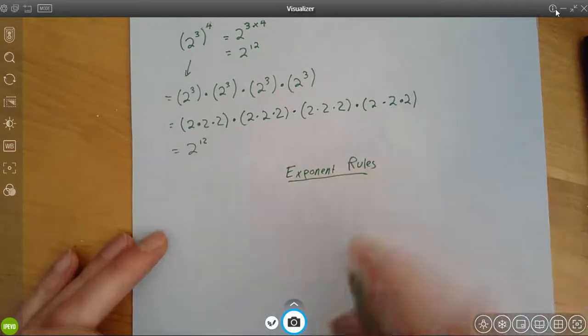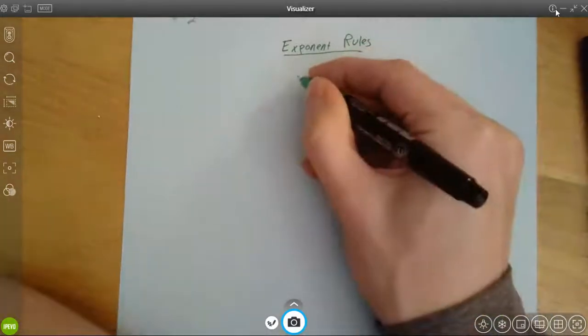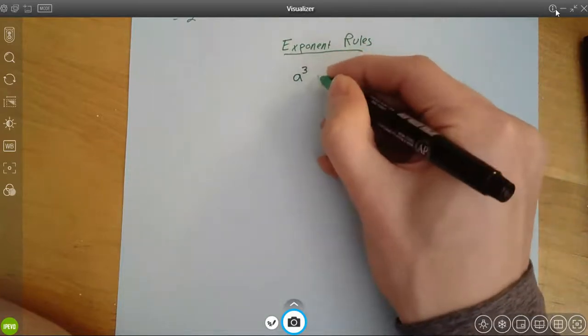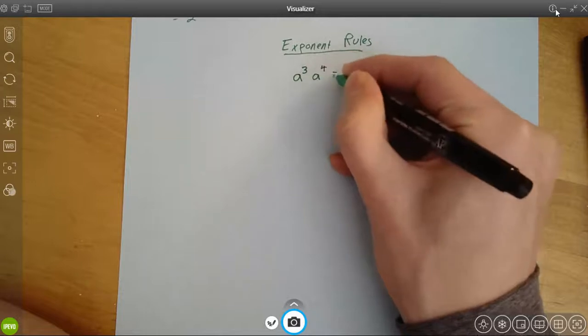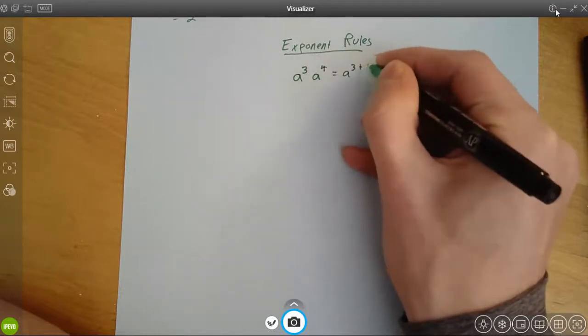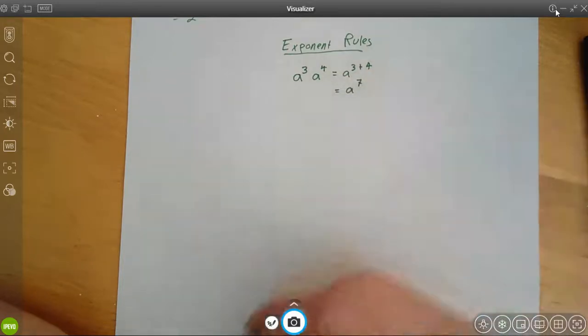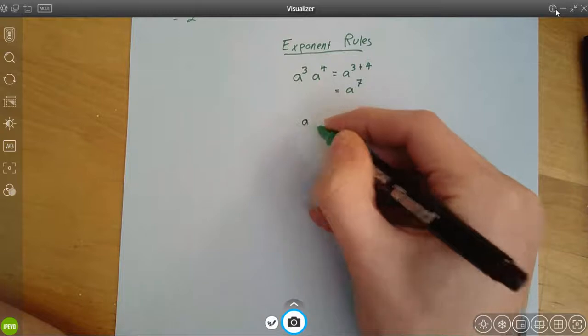And these exponent rules, one key thing to remember is they only work when I have the same base. So let's let A represent any base. If I'm multiplying 2 powers with the same base, so for example, A cubed times A to the 4, I'm going to add the exponents. So that'll be A to the 7. So that's the first rule that we learned in the previous content.